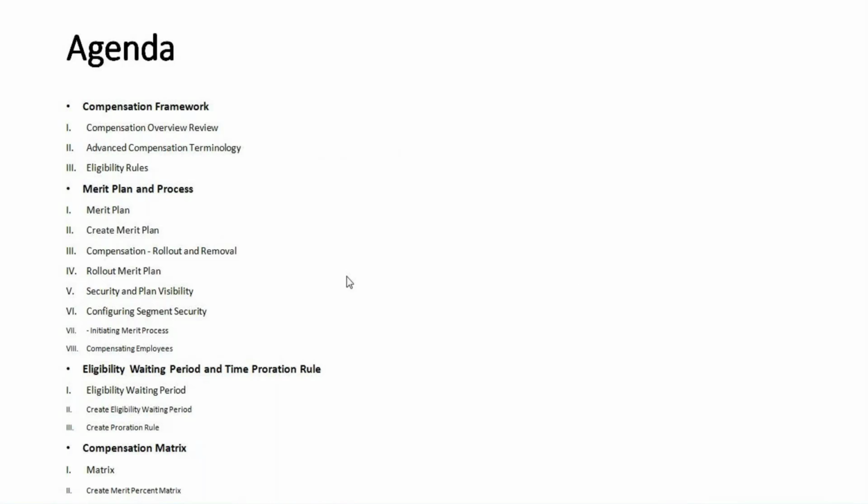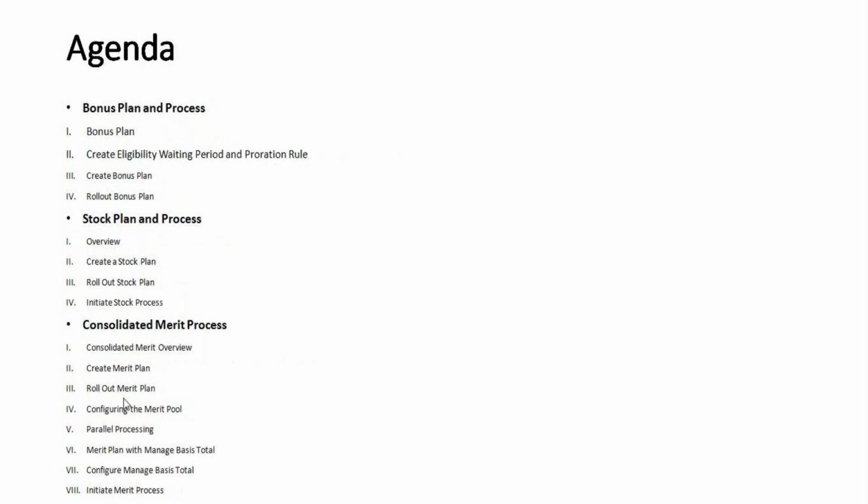So that covers the configuration of the merit plans, and security related to that, and compensating employees with all the merit that we will be configuring. And then we will be getting into the concept called eligibility, waiting period, and time proration rule, where we'll be creating a proration rule based on the employee's hire date and so on. We'll be defining that, and we'll be learning some information on that.